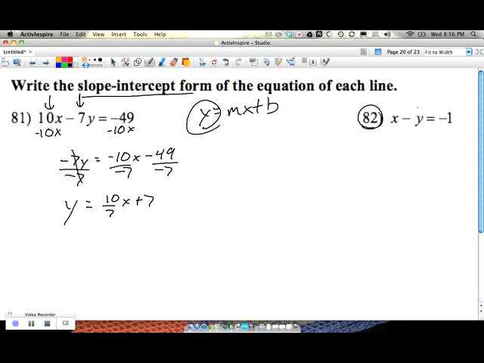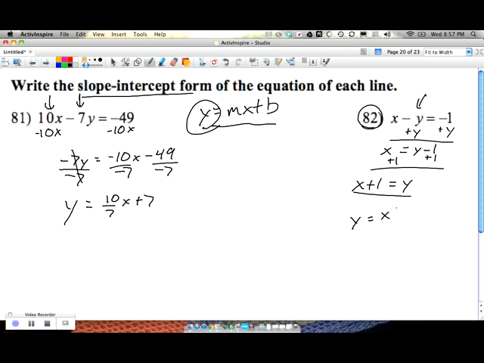Now for number 82, I'm going to use some clever moving around, because when I look at this, I really see that the y is almost by itself. I just got to make it positive on the other side. So I'm going to add y to both sides. That would give me x equals y minus 1. Then I'm going to add 1 to both sides. Then x plus 1 equals y. Now I know this might not look the same because it's almost backwards, the y is on the right, but y is by itself. So I could even rewrite this. It's y equals x plus 1. Same thing.